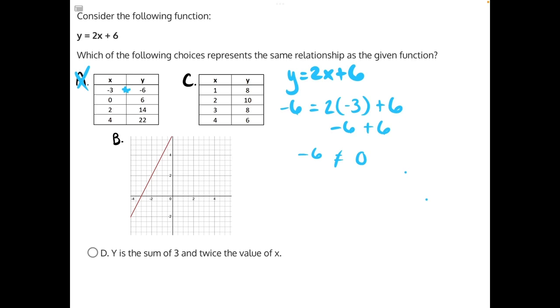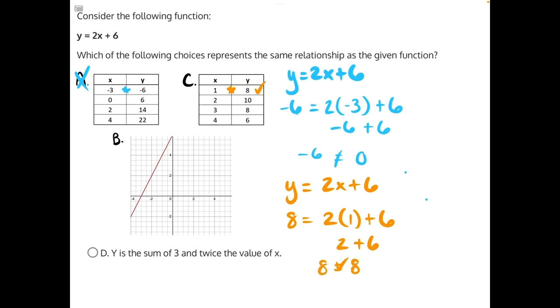For answer choice C, let's start again with that very first point. We'll have y is equal to 2x plus 6, but we'll plug in 8 for y and 1 for x. 2 times 1 is 2, plus 6 is indeed 8. So we have one point that matches. Let's see if the other points match.